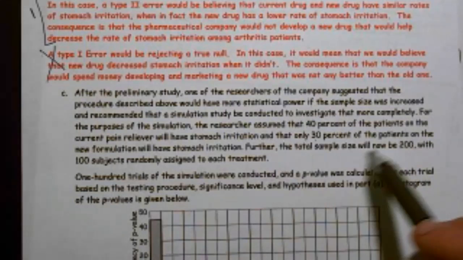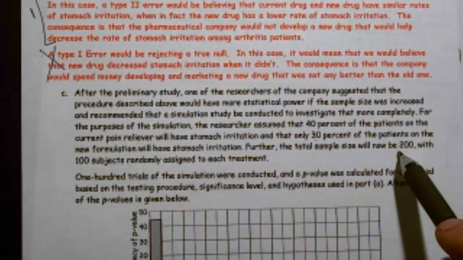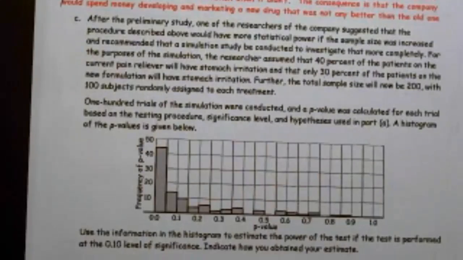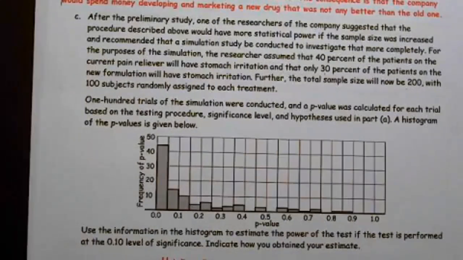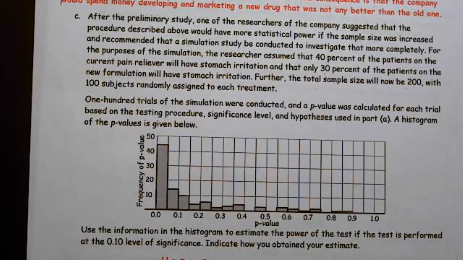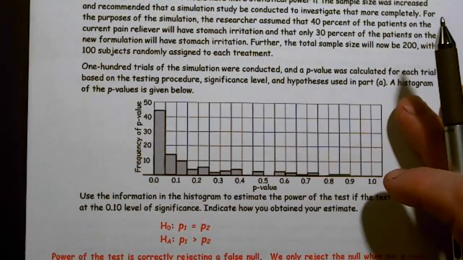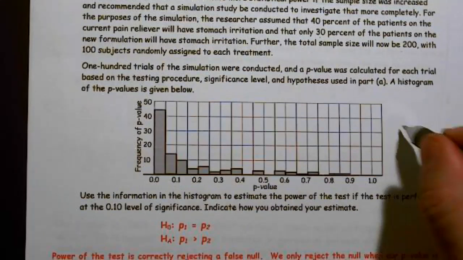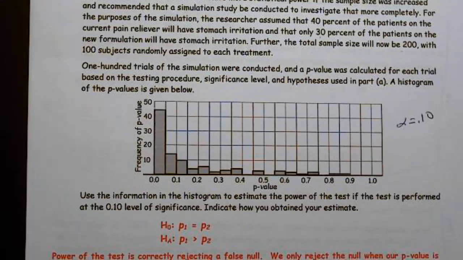Further, the total sample size will now be 200, with 100 subjects randomly assigned to each treatment. 100 trials of the simulation were conducted, and a p-value was calculated for each trial based on the testing procedure, significance level and hypothesis used in part A. A histogram of the p-values is given below. Use the information in the histogram to estimate the power of the test if the test is performed at the 0.1 level. So they're telling us that alpha equals 0.10, and we have our list of p-values here.